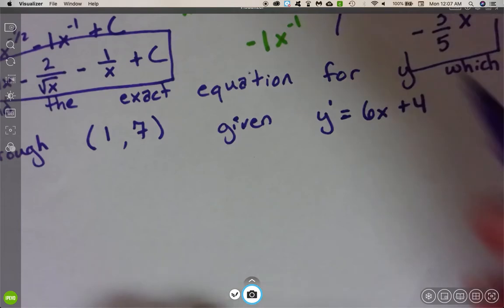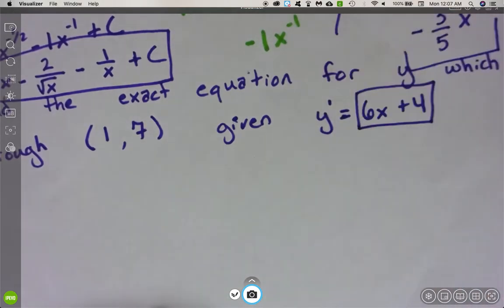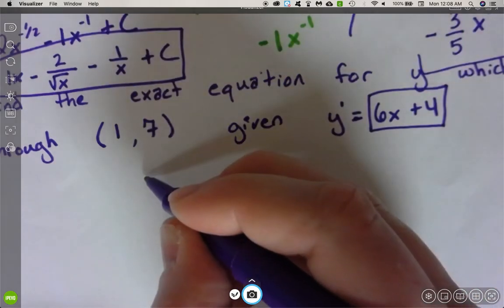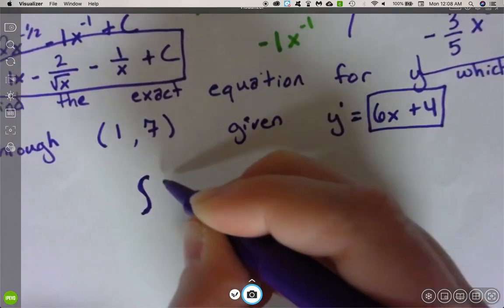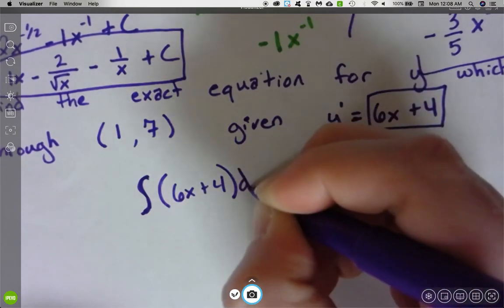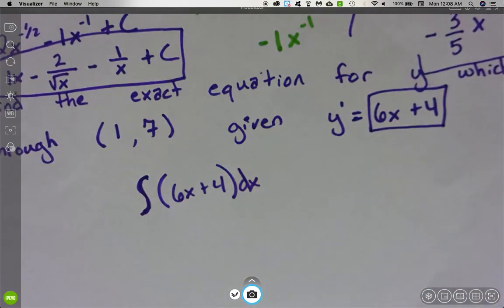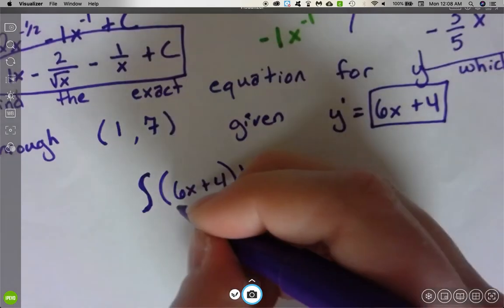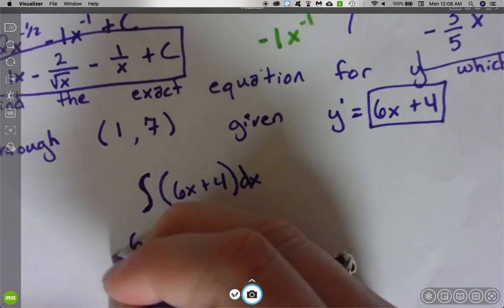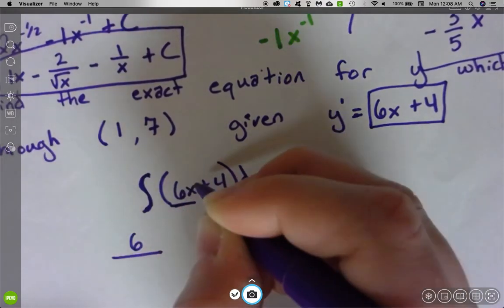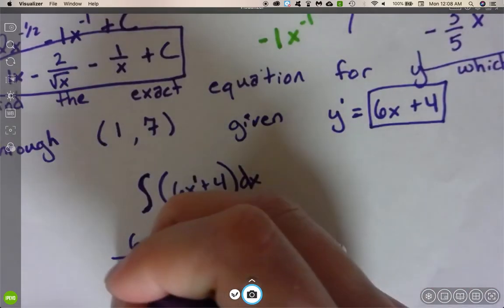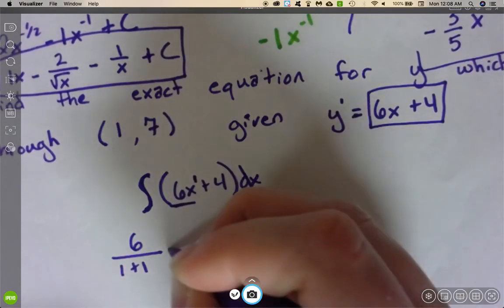So we have this guy, and we want to find the antiderivative of him. If we write that out in notation, that means we're looking for the integral of 6x plus 4 dx, and we need to figure out what that is to start with. So just dealing with the 6x to start with, I'm going to do 6 over n plus 1. In this case, n is my exponent, which is just 1, so I have 1 plus 1, x to the 1 plus 1 power.